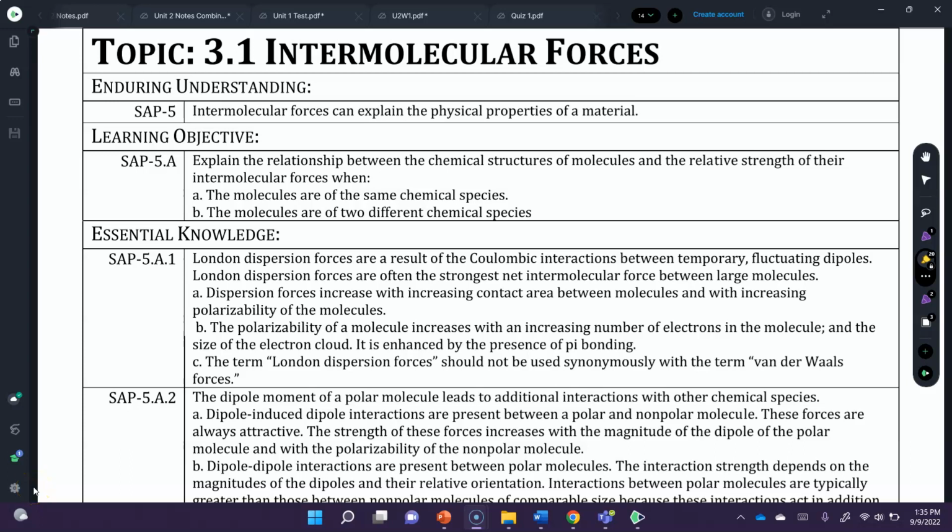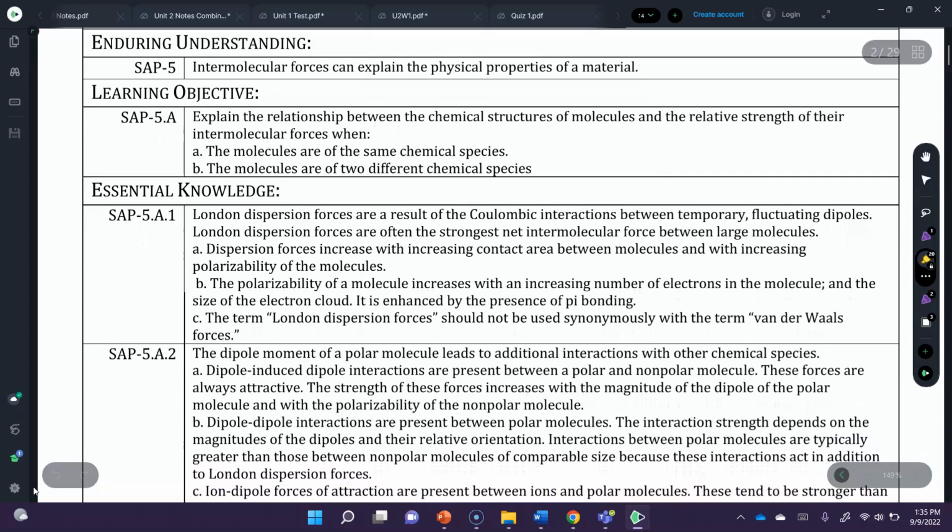Hello everyone, welcome to topic 3.1, Intermolecular Forces. By the end of the lesson, you should be able to explain the relationship between chemical structures of molecules and the relative strength of their intermolecular forces, for molecules of the same species and then molecules of two different chemical species.